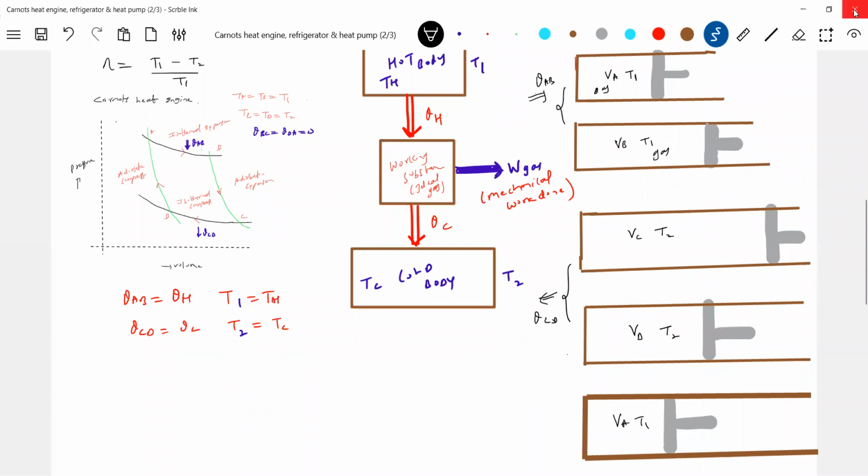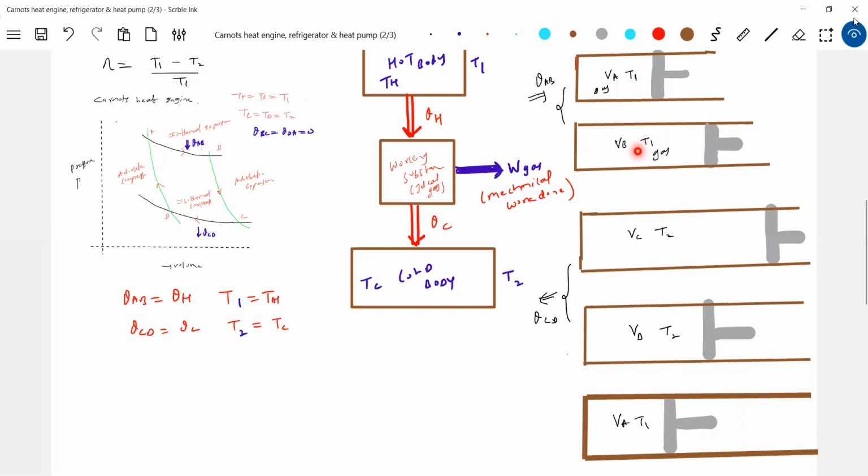Adiabatic expansion should occur. The exchange agent should push the piston in such a way that the gas undergoes adiabatic expansion. So the exchange agent will come into the picture. So what actually happens? I should supply heat. Who will supply? A source, or in other words, a hot body, it should supply heat. And I should make the gas undergo isothermal expansion. For that, the temperature of the gas must be maintained constant.